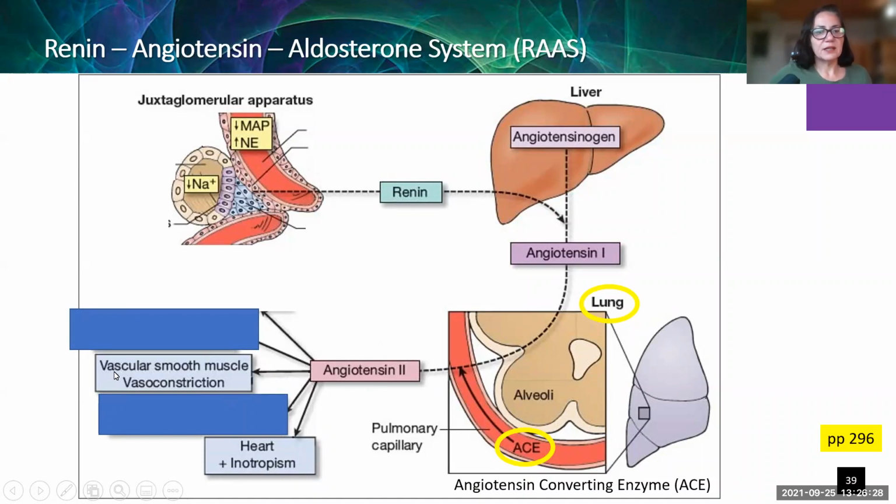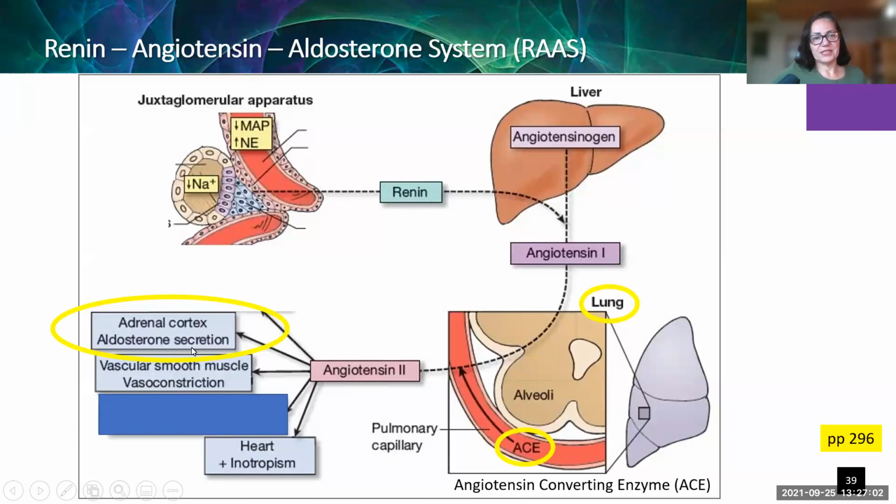We have vascular smooth muscle. And actually the name tells you, angio, the blood vessel, tension. It's going to cause the blood vessels to constrict. It also increases the strength of contraction and the frequency, the rate of the heart, and is going to increase blood pressure by increasing cardiac output. But wait, there's more.